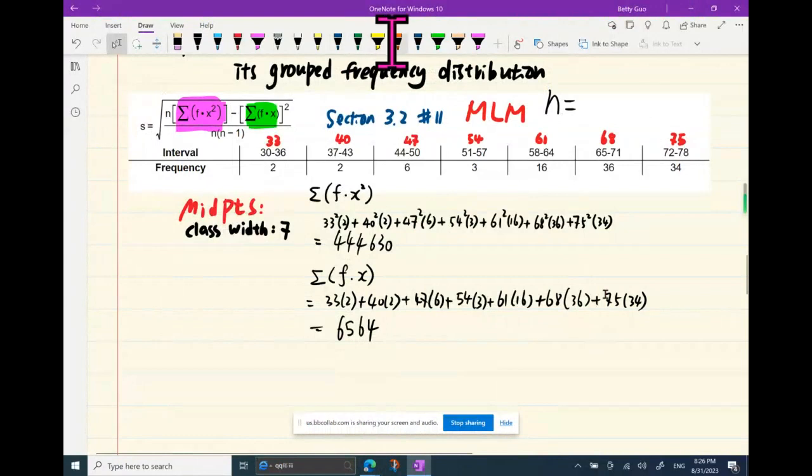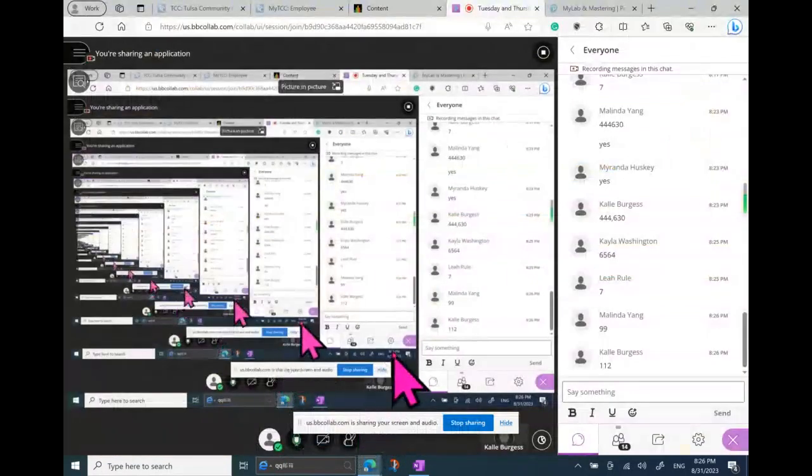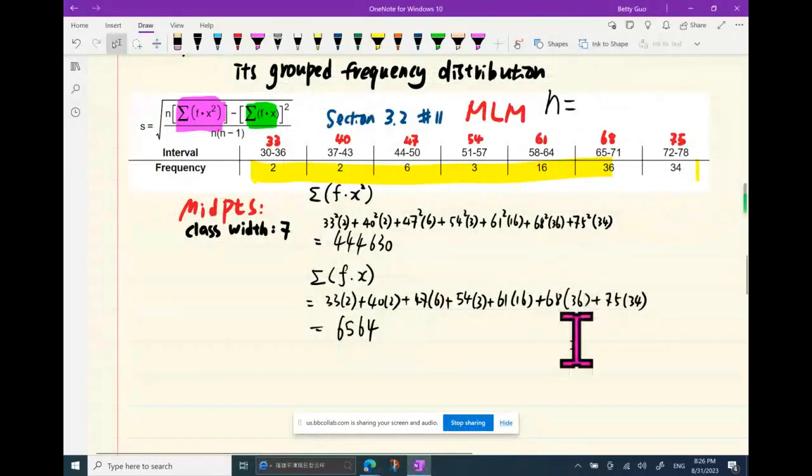Okay, let's add all those frequencies together. That's how we get a sample size, right? 2 plus 2 is 4, 4 plus 6 is 10. 10 plus 3 is 13. 13 plus 16 is 29. Am I right? Okay, 29 plus 36 plus 34. Do you have a 99? Ooh, 99, 112. Okay, hold on.